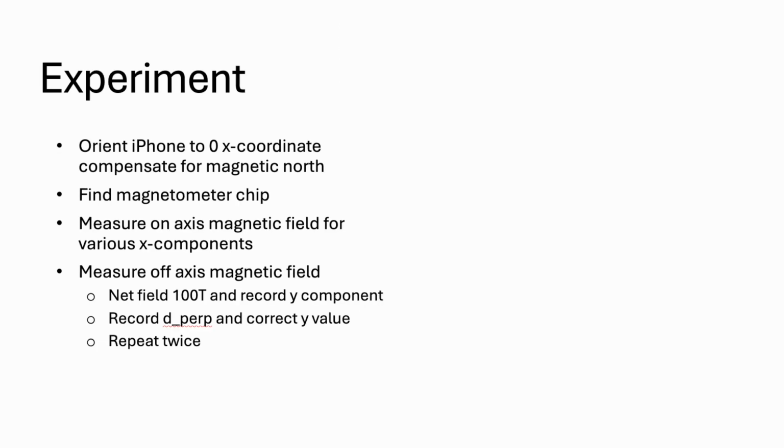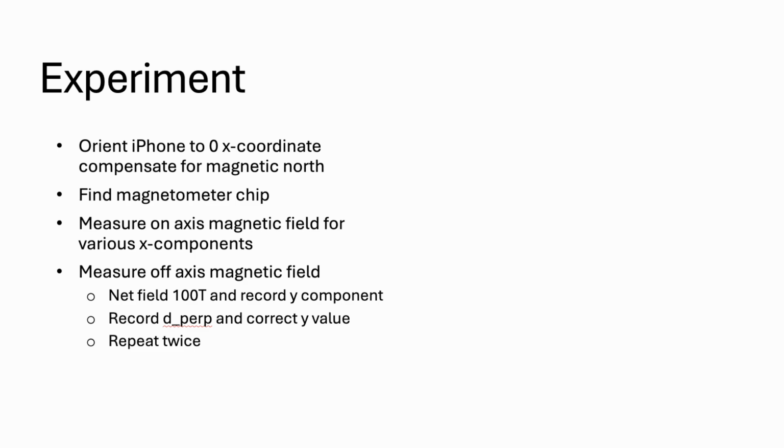In the experiment, the first thing we had to do was orient the iPhone to the 0 x coordinate position, and this would compensate for magnetic north, so that we could just be looking at the magnetic field due to the magnet. Next, we found the magnetometer chip, which in our phone was located in the top right-hand corner of the phone. After this, we measured the on-axis magnetic field for various x components listed in our graph.